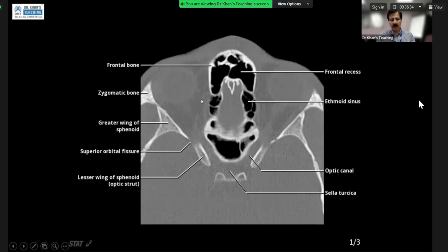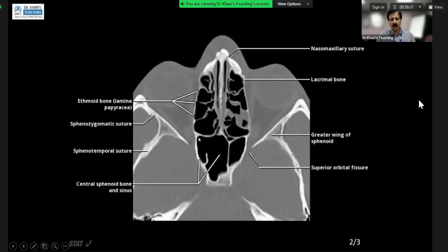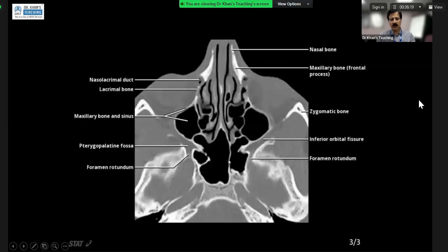Actually, you can see a vein passing through, and that vein is the superior ophthalmic vein. If you see here, this is the superior orbital fissure. Next slice. And then the next slice. And here is the inferior orbital fissure. So the foramen rotundum was part of the superior-most extension of the pterygopalatine fossa, and then the inferior orbital fissure is the connection between the pterygopalatine fossa and the orbit.